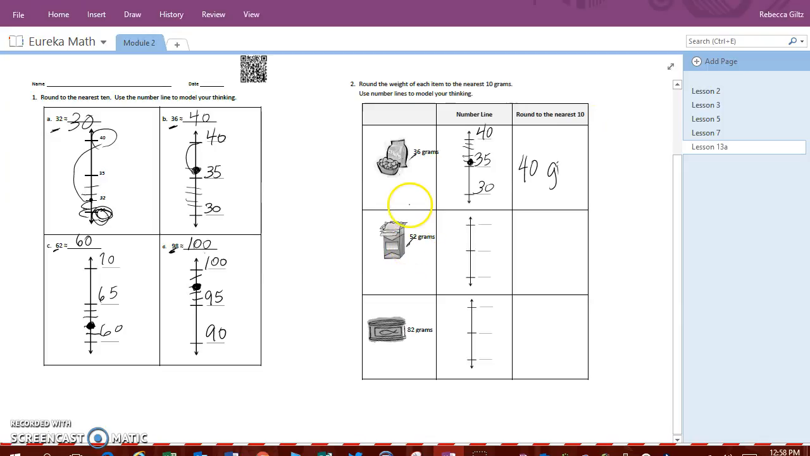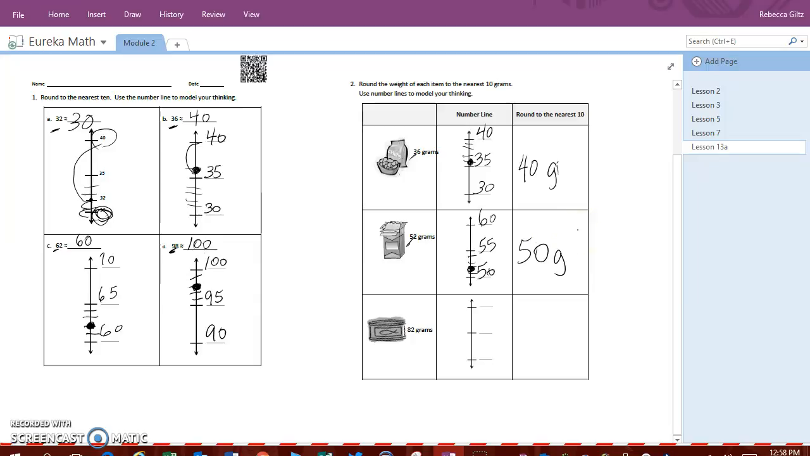Okay? Next one is 52 grams. So I've got 5 tens, so my lower boundary is 5 tens, or 50. 10 more than that would be 60. Right smack dab in the middle is 55. So 52 is less than 55, so I'm going to draw my 4 tick marks here. And I'm going to count up 51, 52. I'm going to plot my point at 52. Which is it closer to, 50 or 60? 50. So it's 50 grams.